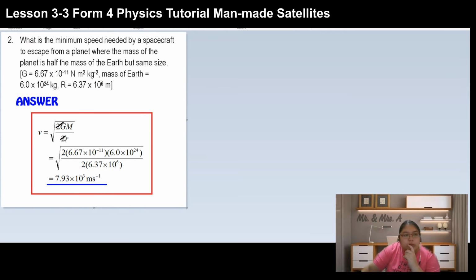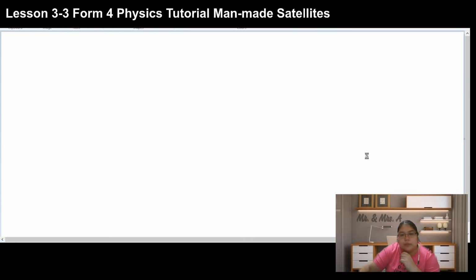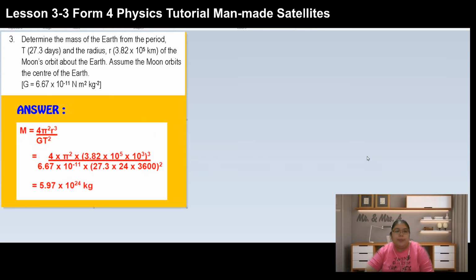Okay, then we check number 3. Just now I asked you to check number 3. Now we go and see number 3. Is there a problem or not? Okay, number 3. I think that's okay for number 3. You see, I put 4 pi squared already. After that 3.82 power of 5 and power of 3 again. Then I cube. Okay, after that I divide.